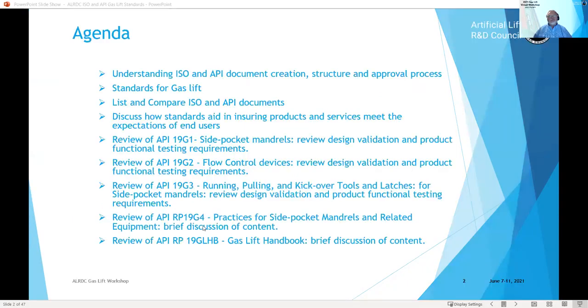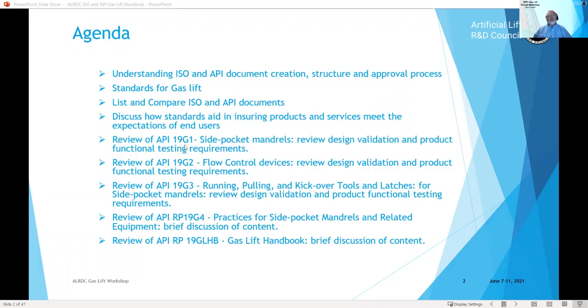So our agenda today is that we're going to develop an understanding of ISO and API document creation, structure, and approval process. We're going to understand the standards that are available for gas lift. We're going to list and compare ISO and API documents. We're going to discuss how standards aid in ensuring products and services meet the expectations of the end user.